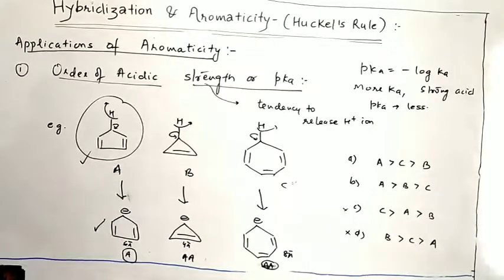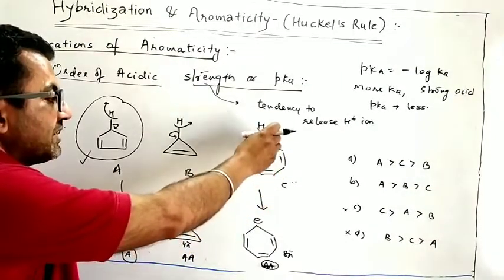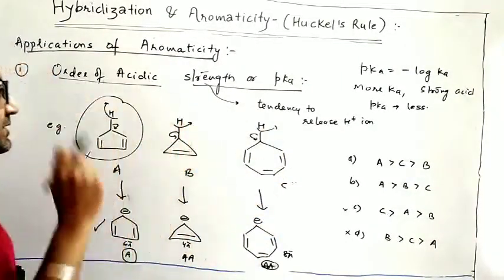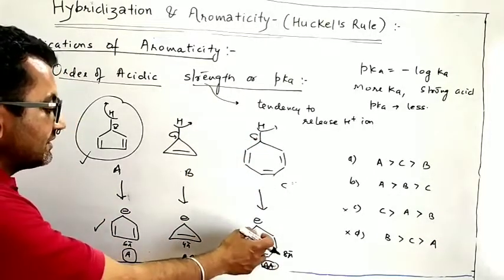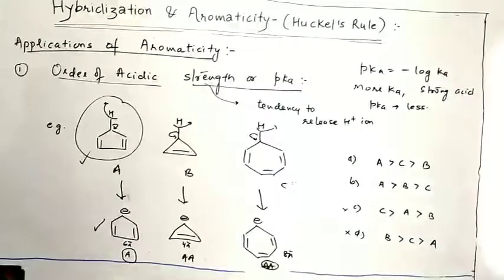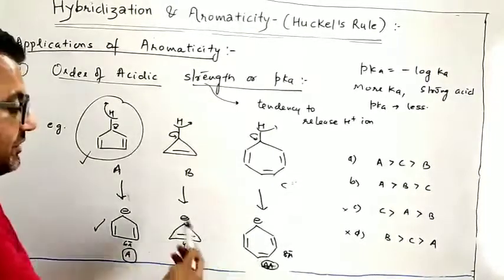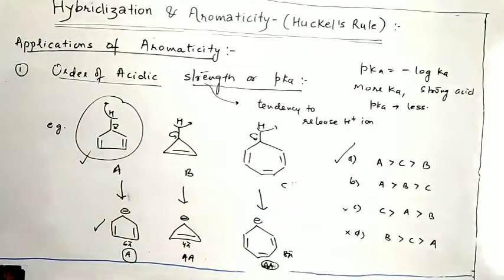So it means this molecule C will give H positive ion easily as compared to this, because it is going to form a much more stable ion than this. This is anti-aromatic, this is anti-aromatic, but still we can compare the stability by using the concept of resonance. So here the negative charge is more delocalized as compared to this. So your correct answer is A, C and B.